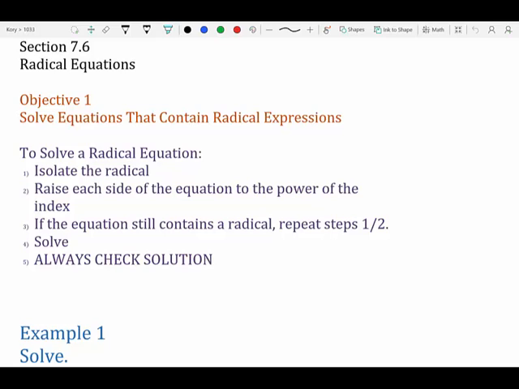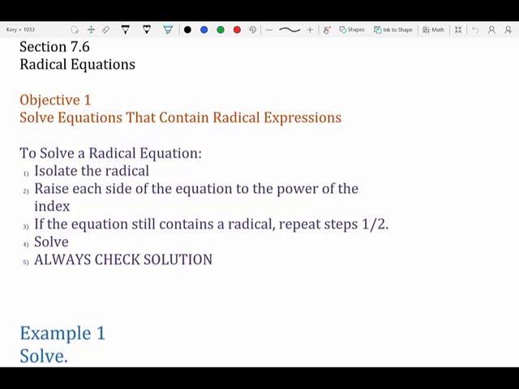Section 7.6, Radical Equations. Our first and only objective is to solve them. To solve radical equations, isolate the or a radical. Sometimes we have two. Raise each side of the equation to the power of the index. So if the index is 2, you square both sides. If the index is 3, you cube both sides.